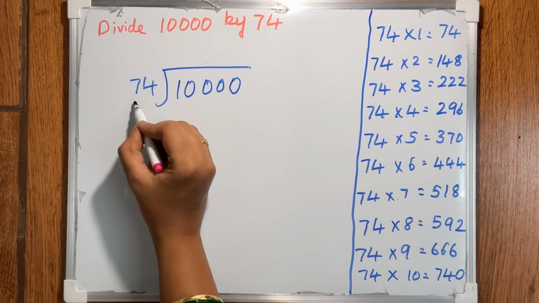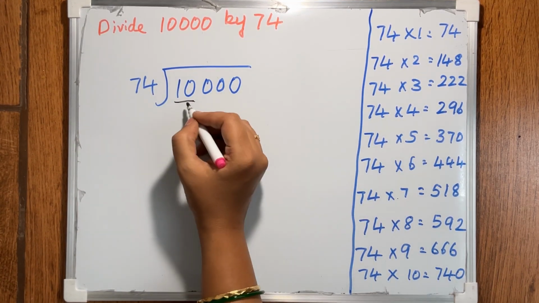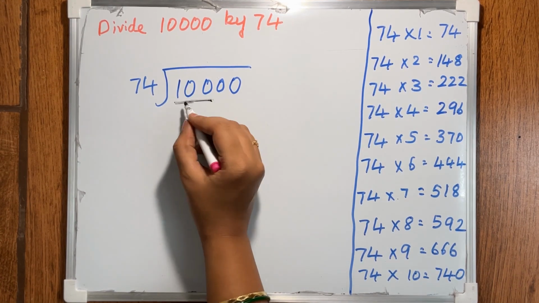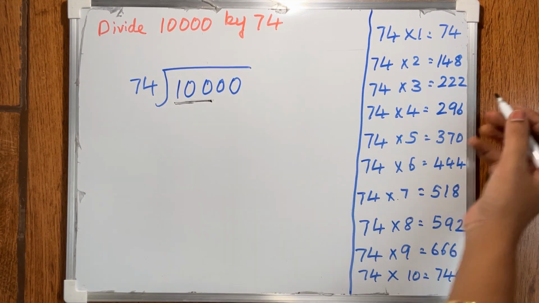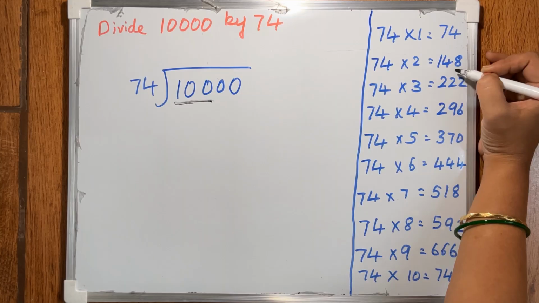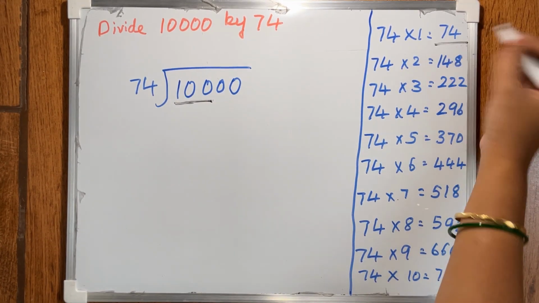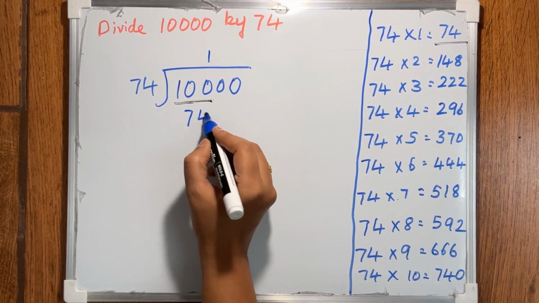As the divisor is 2 digits, we will take the dividend also 2 digits. Can we divide 10 by 74? No. So let's take 3 digits. It becomes 100, and therefore we can divide 100 by 74. Now let's check in the table where 100 comes. Here we have 148. We can't take it because it is greater than 100. We will opt for the first one, 74. That is, 74 ones are 74.